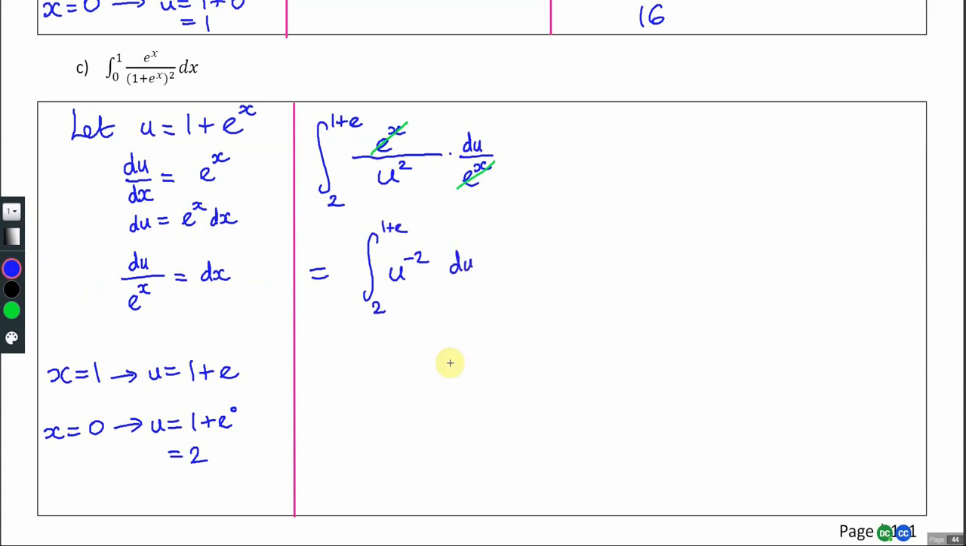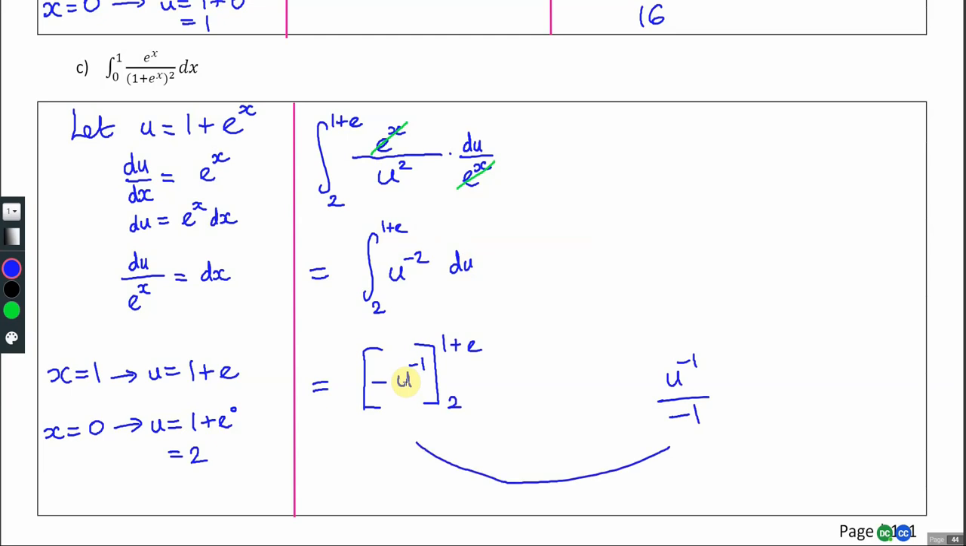So once we have a function entirely in terms of u, with the du at the end, then we can do the integral. So I've raised the power of u by 1 and divided by the new power and simplified it as well. Rather than writing u to the power minus 1 over minus 1, which is correct, I've just simplified it to this.